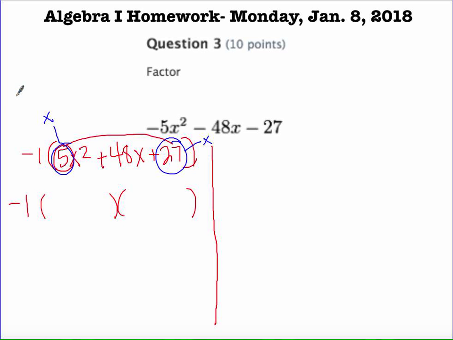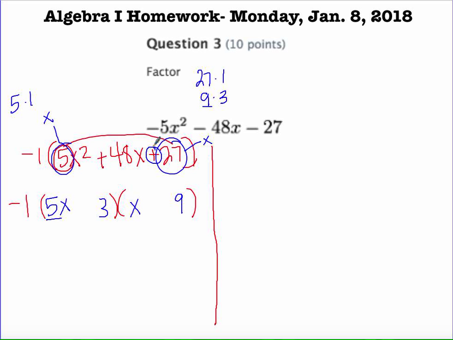5 is prime, so the only combination is 5 and 1, so I'm going to go ahead and put 5x and 1x. 27, there's a couple different combinations. I could have 27 times 1 and 9 times 3. So I'm kind of looking at 48 to help me decide which one I should use. I already am thinking, 5 times 9 is 45. So I'm going to do this 3-9 combination first.